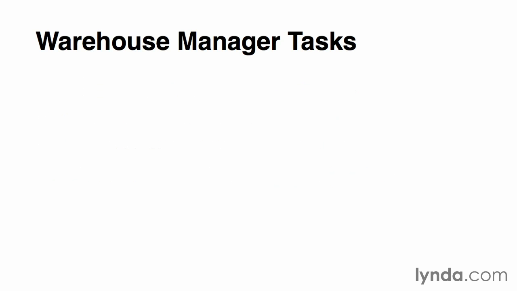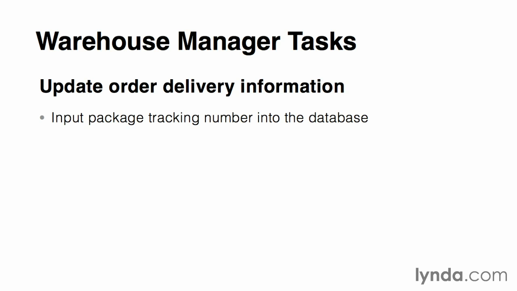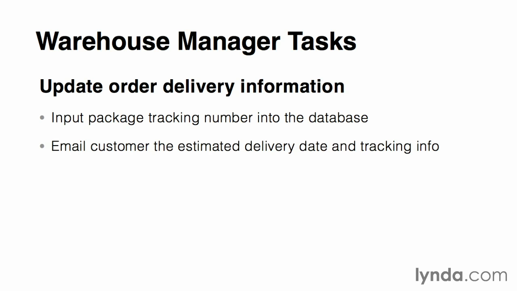We might have another mission objective that says something like, update order delivery information. Depending on the organizational structure, this might be a task for an account representative actor, or perhaps it is also the responsibility of the warehouse manager. If so, we'll add a few more tasks to their sheet in the notebook. Input package tracking number into the database. Email customer the estimated delivery date and tracking information.